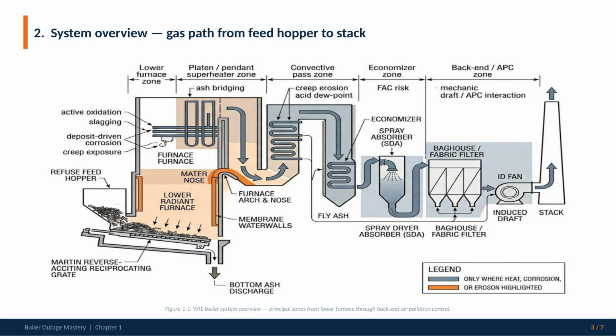The economizer is cooler, but it is not benign. Fly ash erosion, flow-accelerated corrosion at elbows, and acid dew point corrosion during transients are all real risks there. Finally, the gases pass through the spray dryer absorber, the baghouse, the induced draft fan, and up the stack. Study this diagram carefully. Every outage scope decision you make should start here, by identifying which zone the damage is in, what mechanism governs that zone, and what the connection is to the zones upstream and downstream.